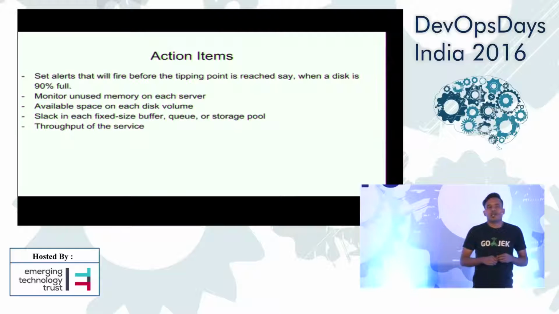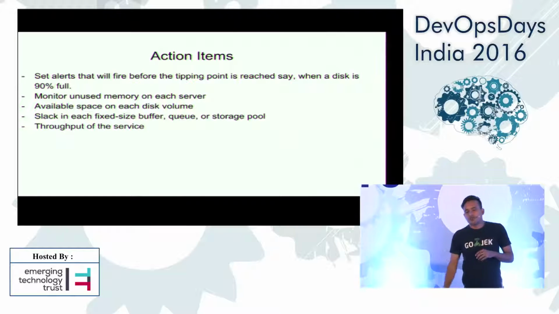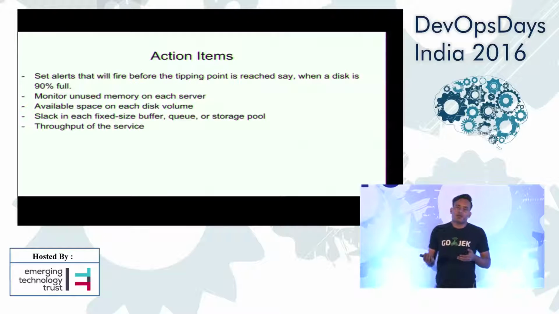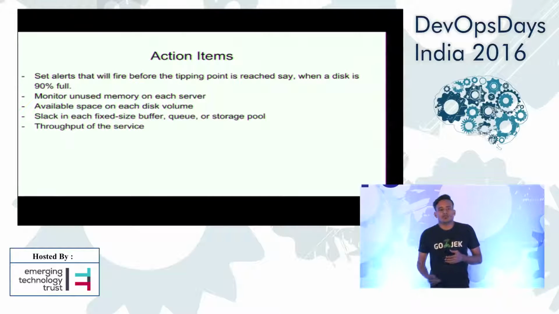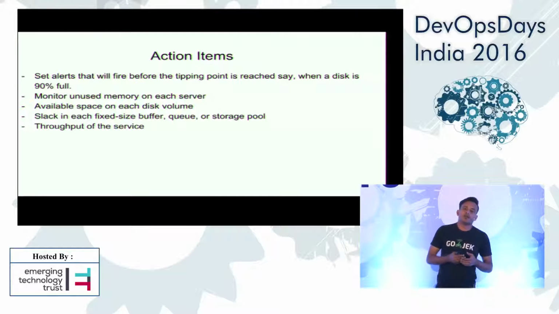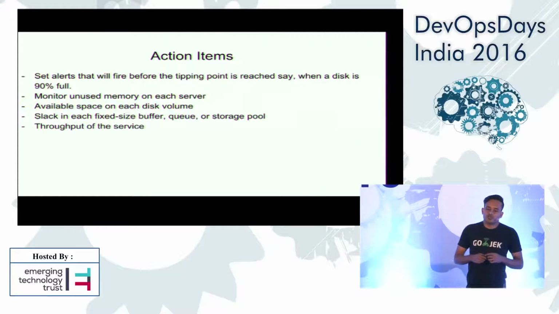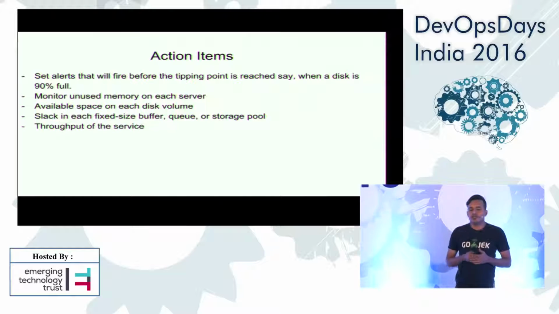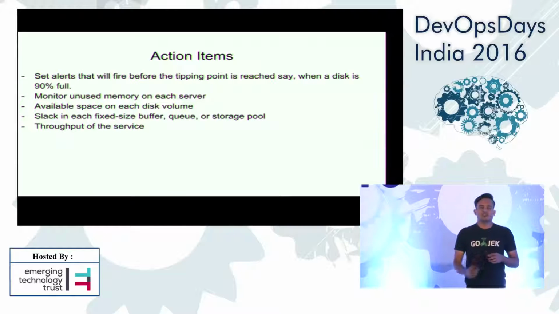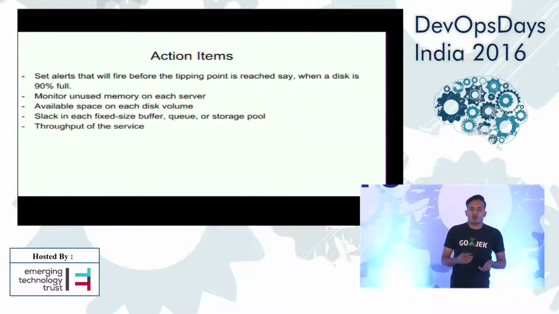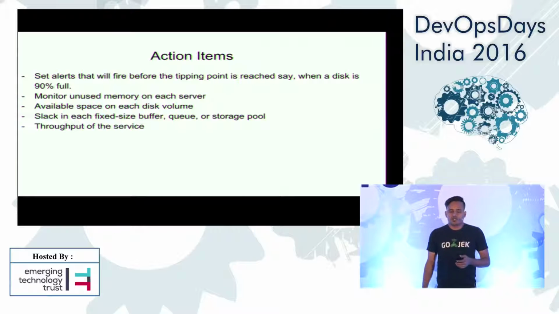Okay, so some of the actions that we took for that: we usually set up alerts a little bit less than the tipping point, say 90% of the CPU, so that we have a bit of time on our hands to fix the issue before the system goes down. We usually monitor the unused memory on each server, the available space on the disk, the queue size, the storage pool, and the throughput of the services.